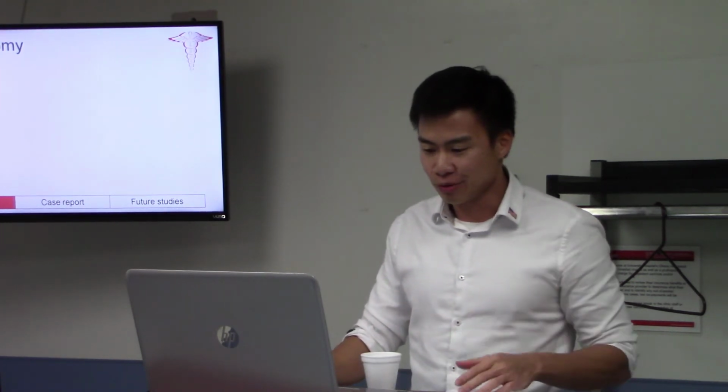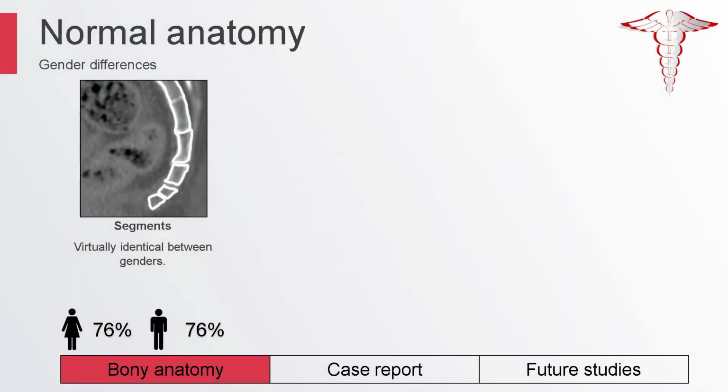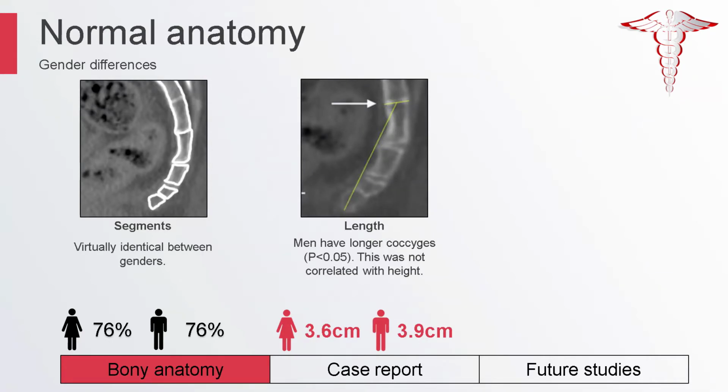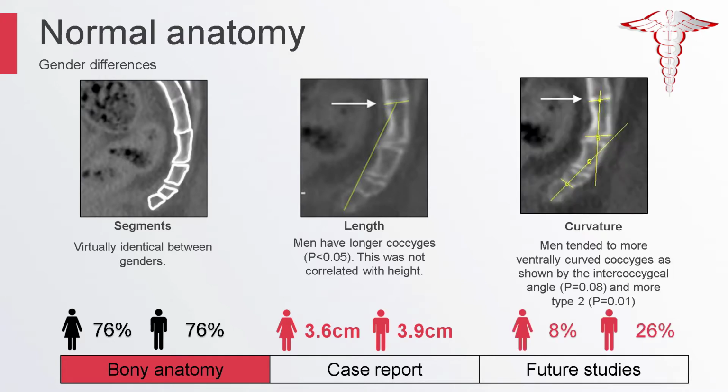So we looked at a number of segments between men and women, the most common being 4 segments, no difference. Looked at length. Men, without doubt, have larger coccyges. This is not associated with height, as you might think. So what does that mean? Curvature, men tend to have more curved coccyges. In fact, women, because of their childbearing potential, have sacrums that are wider, straighter, and shorter. And so it makes sense that the coccyx follows suit with the sacrum. One limitation with our study, we didn't have information on parity of the women, so this could be important when it comes to curvature.